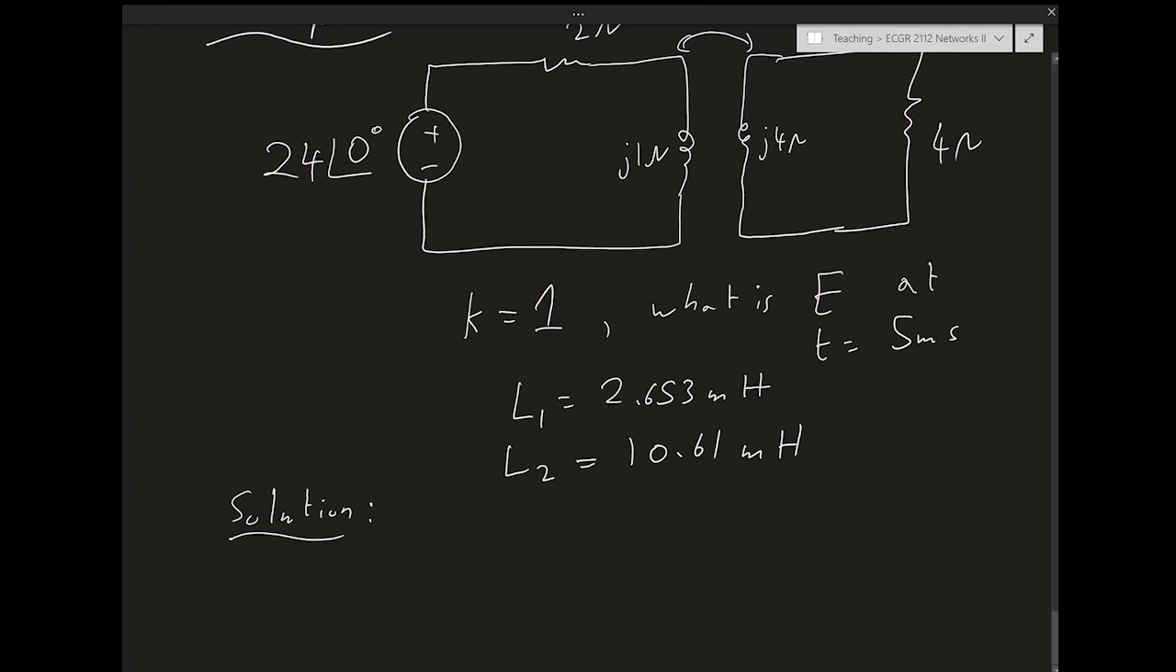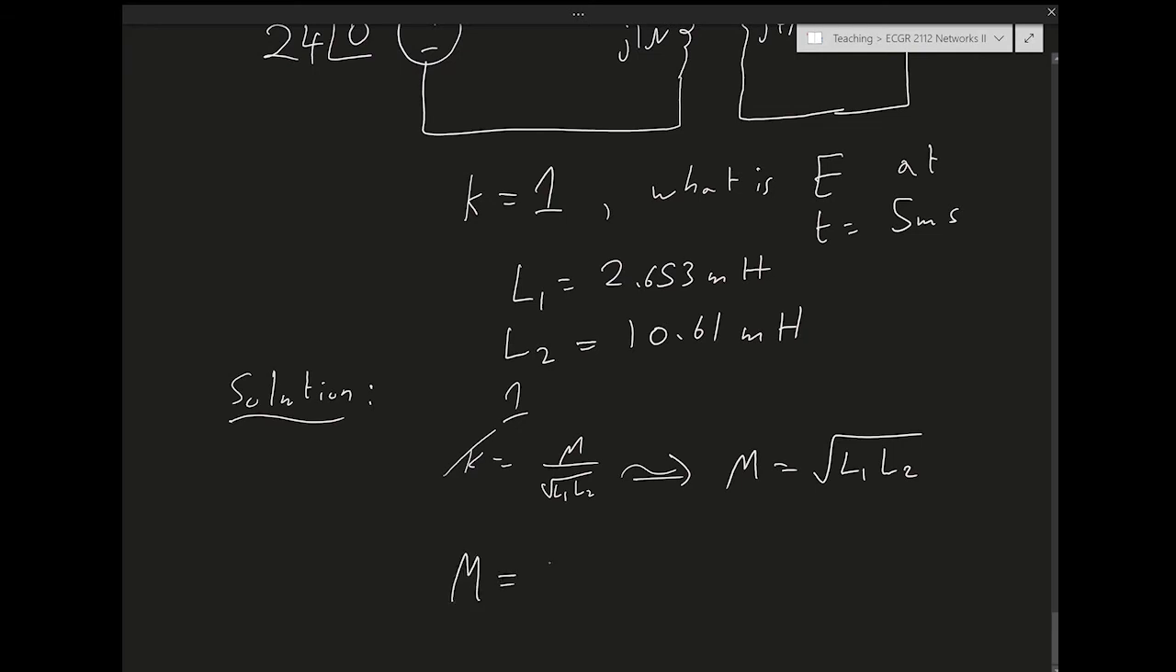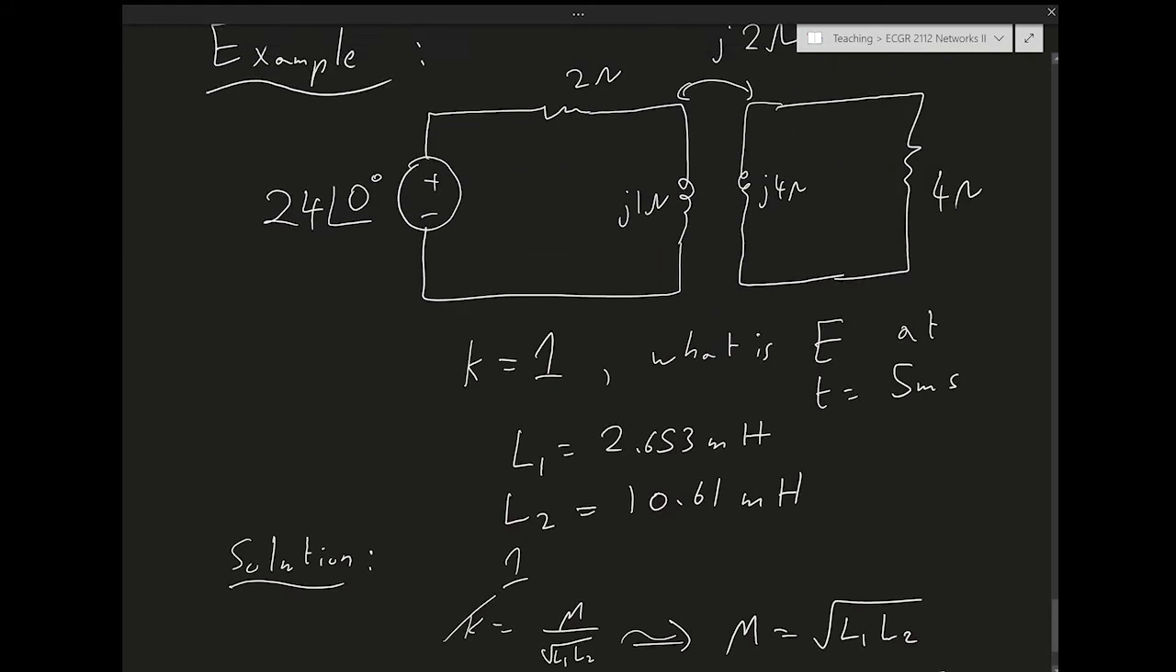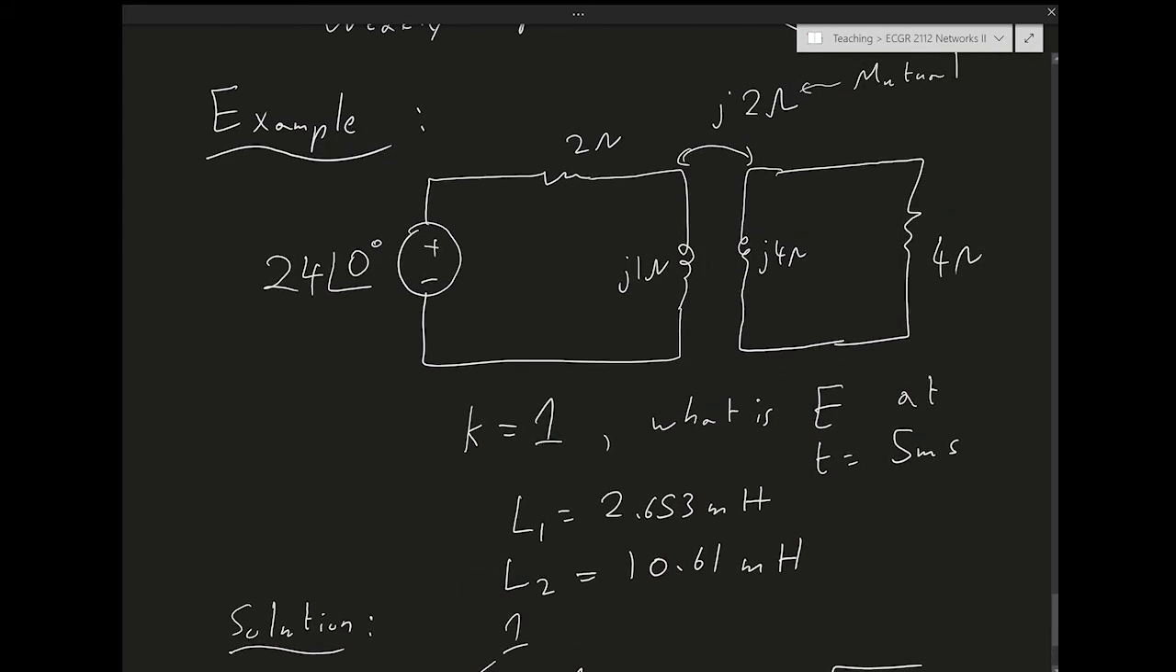So first step is that I know that the coupling coefficient is 1. What did we say? k equals M over the square root of L1 L2. If k equals 1, that means that M equals the square root of L1 L2. So we know that's the square root of 2.653 times 10.61 millihenry squared. If we do the arithmetic, that's going to be 5.31 millihenries. Okay, that's fine. Now we want to calculate the energy. To calculate the energy, we need to know the currents.